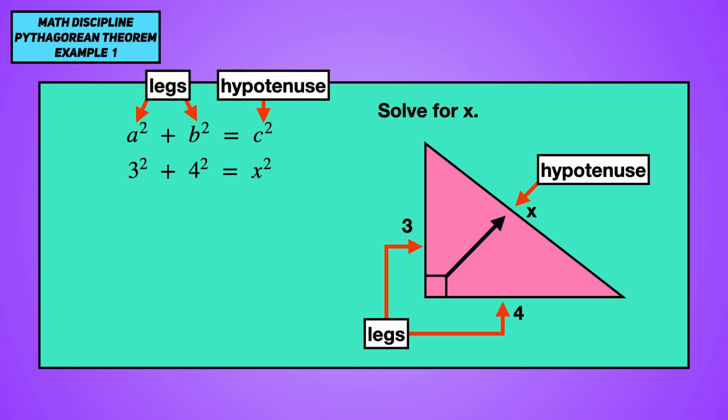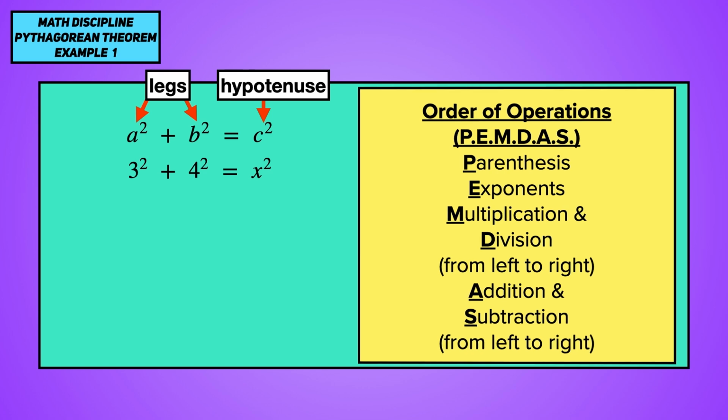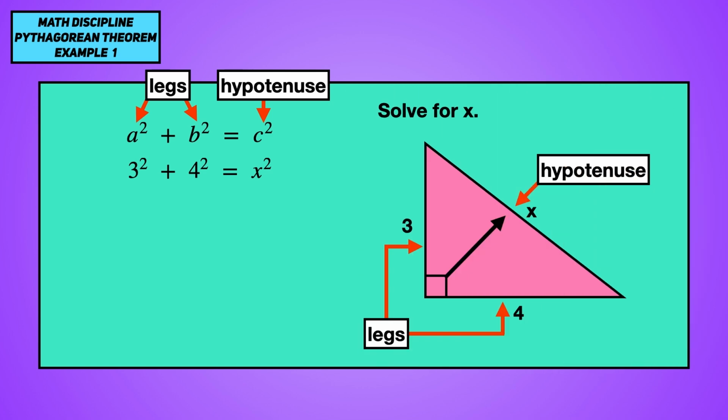It makes no difference. Now, in order to solve our equation, we must simplify the left side of the equation, always making sure to follow the order of operations. So first, we'll do the exponents. 3 to the second power is 9, and 4 to the second power is 16. Now we add 9 plus 16, and that gives us 25. So x to the second power is equal to 25.